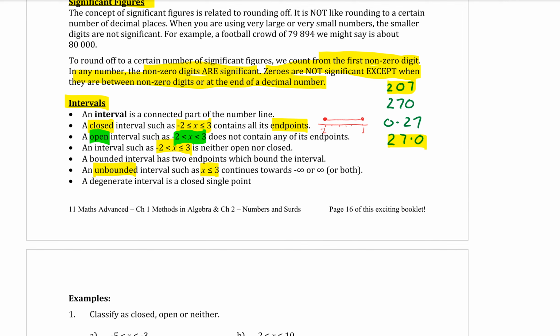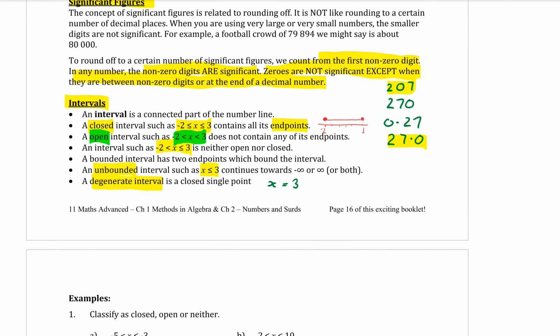You need to be aware of what those words mean. A degenerate interval, which sounds a bit derogatory, is a name that we give to a closed single point. So it doesn't have an inequality sign on it at all. It would be something like x equals 3. It's just one single point, a degenerate interval, one closed single point.